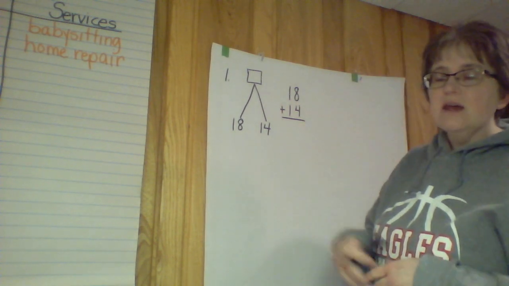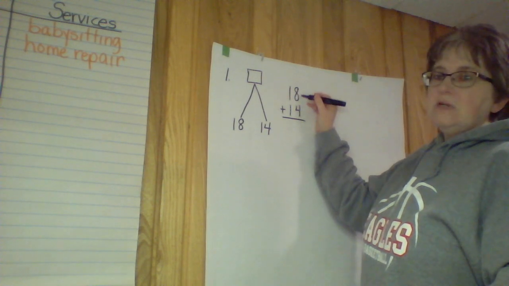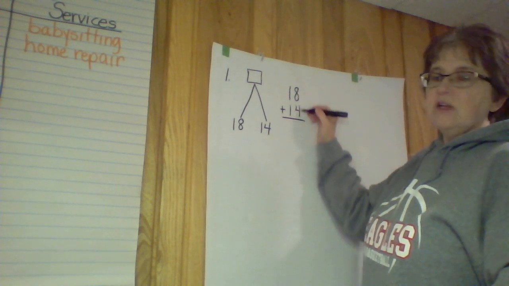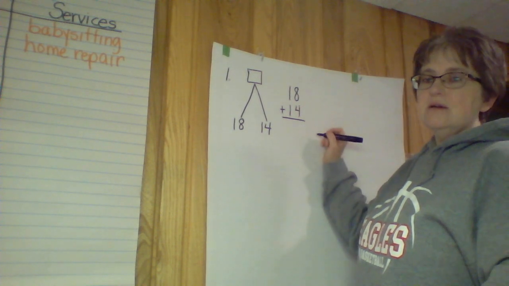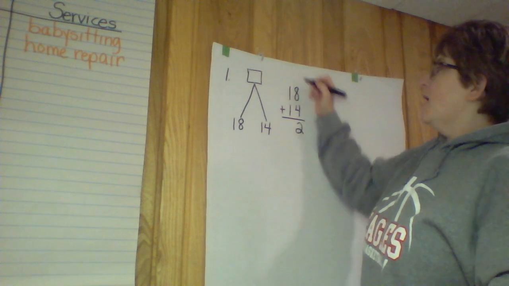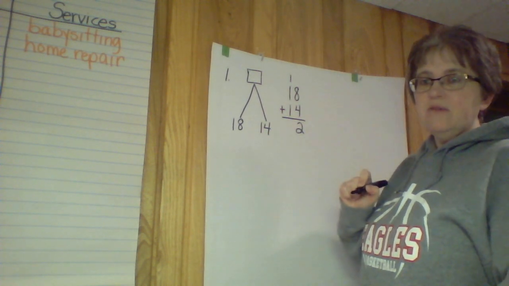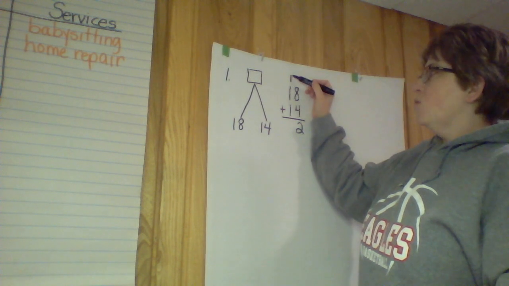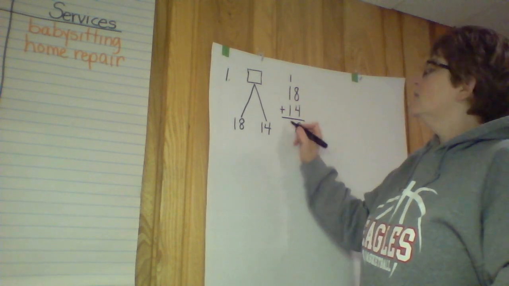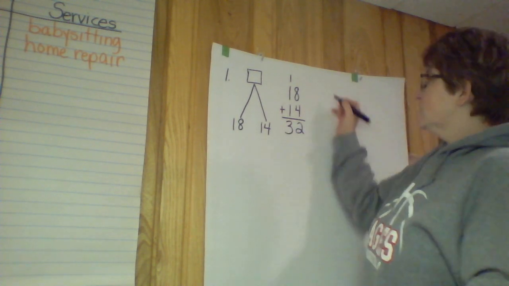Okay, and we've done problems like this before. Remember, we start with our ones, add our ones together first, and 8 plus 4 gives me 12. I put down the 2, and I make a new 10. So I'm going to put a new 10 above, and I'm going to add 1 plus 1 plus 1, and I get 3.